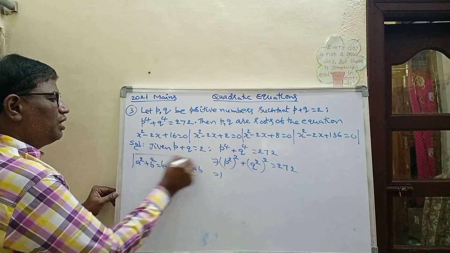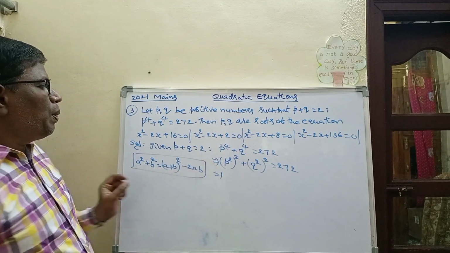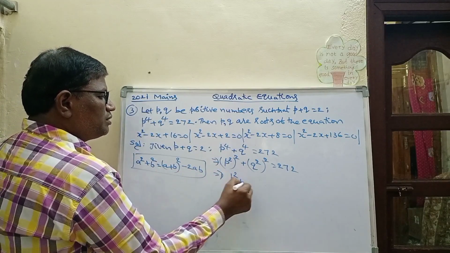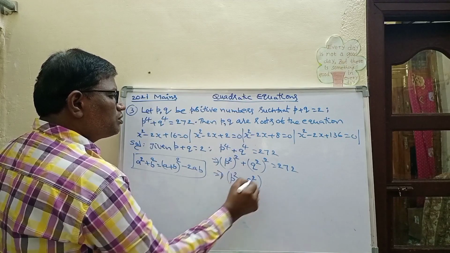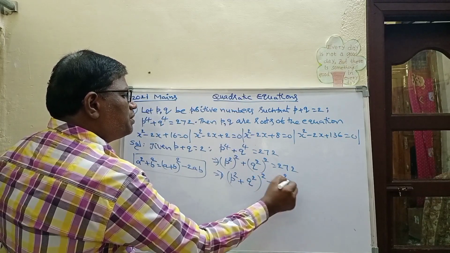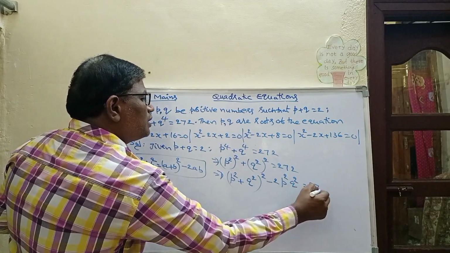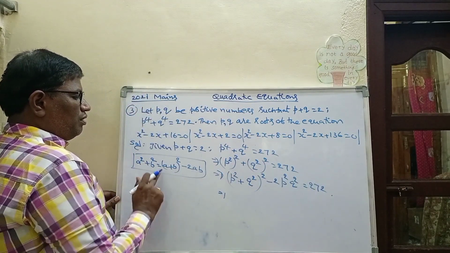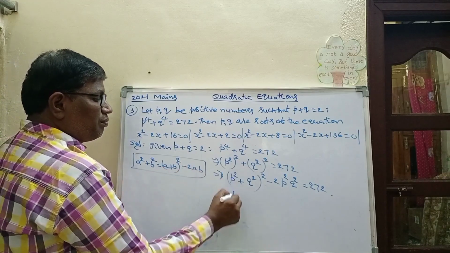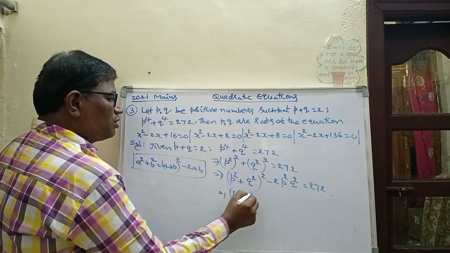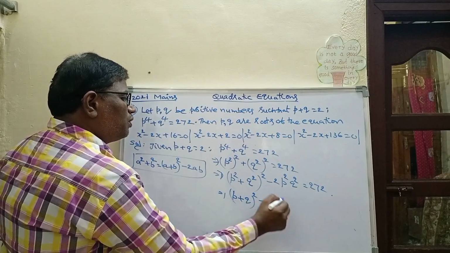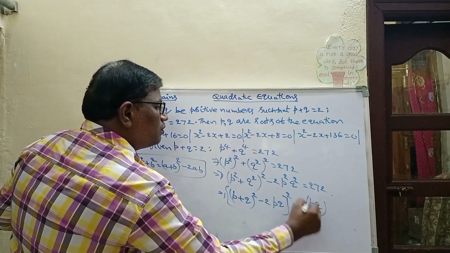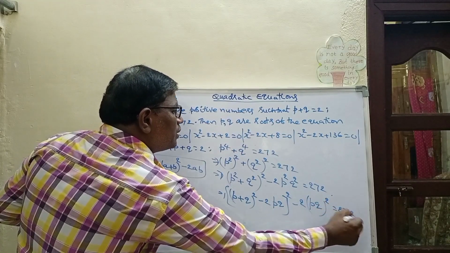This is the formula in lower class, and apply here a square plus b square. A plus b whole square, a is nothing but p square plus b is nothing but q square whole square minus 2ab. A means p square and b means q square is nothing but 272. Again apply the formula a square plus b square. Our formula is a plus b whole square minus 2ab. This we can write p plus q whole square minus 2pq. Again whole square minus 2pq square is nothing but 272.